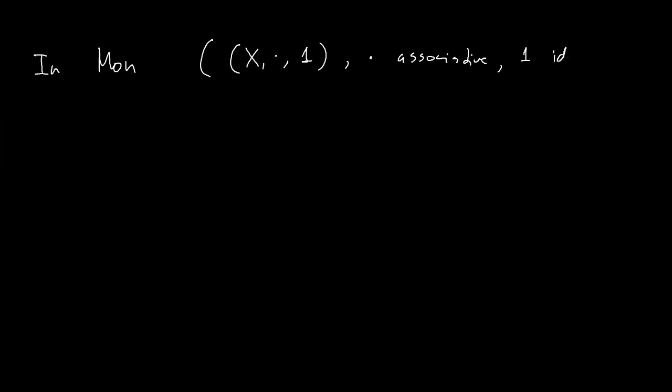So let's set the same thing up now in the category of monoids. Just a reminder for anyone watching this video, these are structures (M, ·, 1), where the dot is associative. It's a binary associative operation, and 1 is the identity element for that operation. In other words, we can think of these as single-object categories.